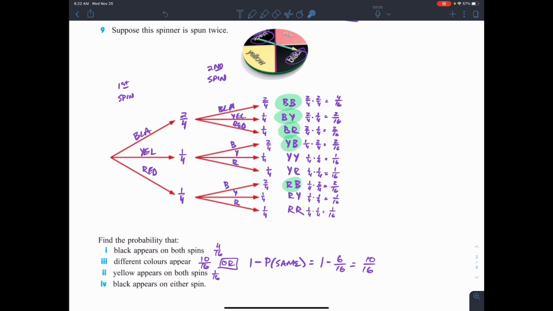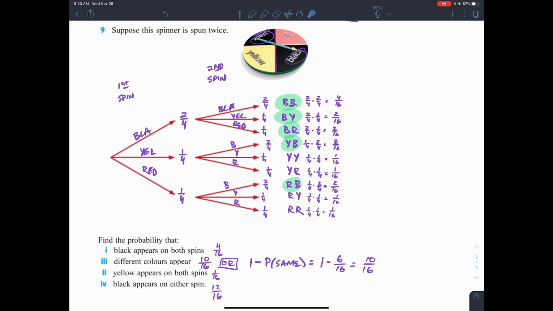So, you know, it's not really going to matter if you do the complement or you don't do the complement, if you just do the actual events themselves. Since we've got it all right here, we'll just add up each of these green ones here. So 4, 5, 6, 7, 8, 9, 10, 11, 12 different scenarios where black shows up on the first spin or the second spin. So I'm taking this one, or this one, or this one, or this one, or this one. That's why I added up each one of those using that addition rule.